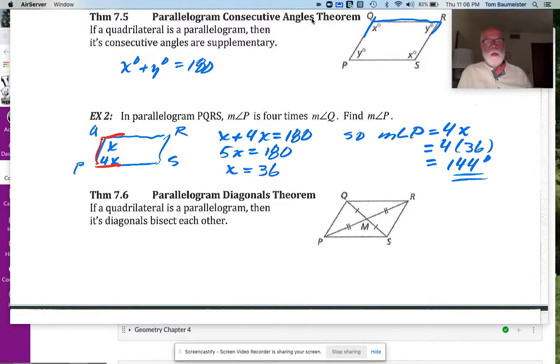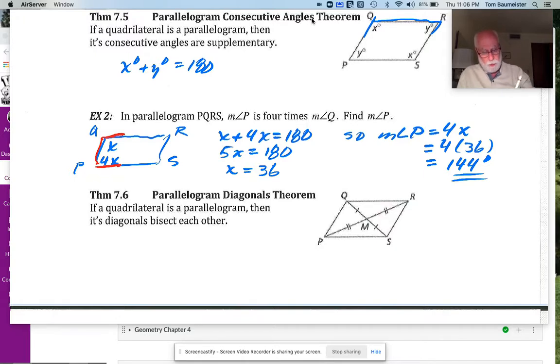All right. And I think this is our last theorem for today. I have a couple problems for it, but this is the last theorem. So, the parallelogram diagonals theorem: if a quadrilateral is a parallelogram, then its diagonals bisect each other. So if its diagonals bisect each other, look at what is happening here. We can say that QM is equal to MS, and we can say that PM is equal to RM.